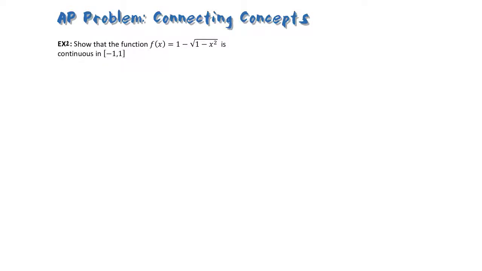I want us to go ahead and tackle example 2 together. As I said over here in the title, this is an AP type problem. Notice what it says, that is connecting several concepts. You know, the AP exam is notorious for that. They just love to create problems that connect many concepts together. The free response problems are like this.